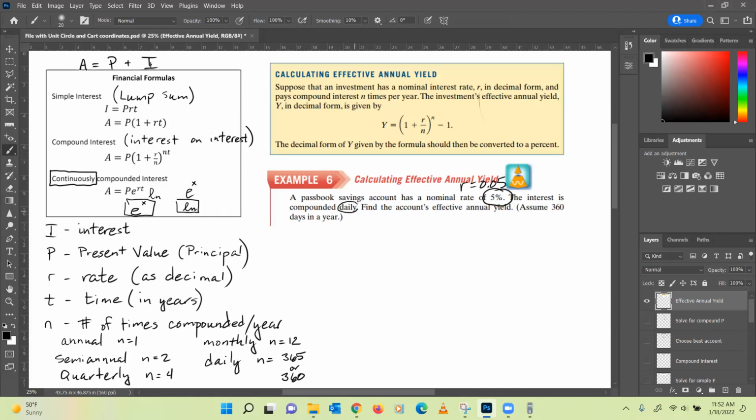Interest is compounded daily, and they tell me assume 360 days per year. So N would equal 360. They want me to find the effective annual yield. So I'll take that formula we have up above, and I am just going to plug in all of the values. Notice I write out the full problem, the equation first. It seems to help me make sure I'm entering things in the right place.